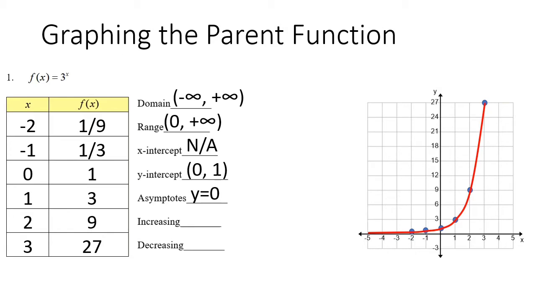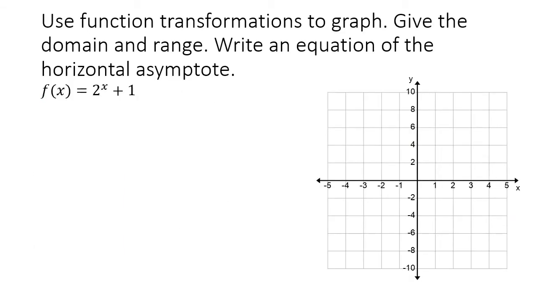Now, if you look at this graph, do you think it's increasing or decreasing? Remember, we read graphs like a book from left to right. As I go from left to right, it is going up always, from -infinity to +infinity. This is also never decreasing. So now we're going to use function transformations to graph. We're going to give the domain and range, and we're going to write an equation of the horizontal asymptote.